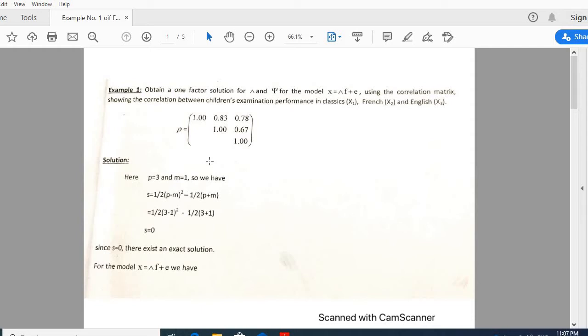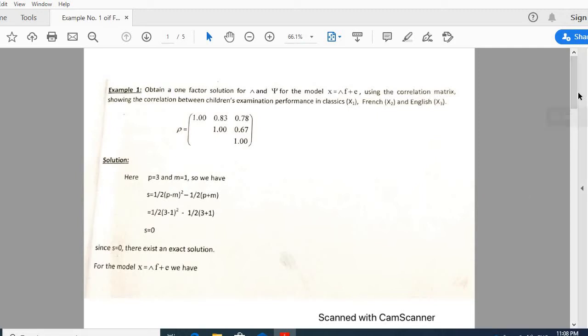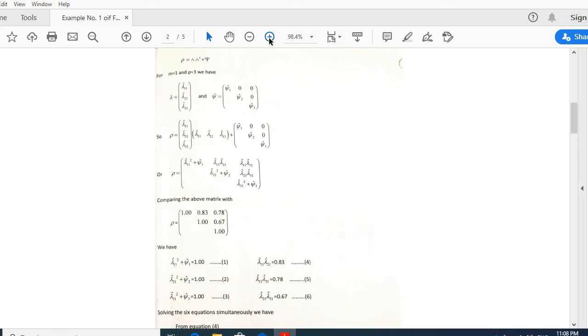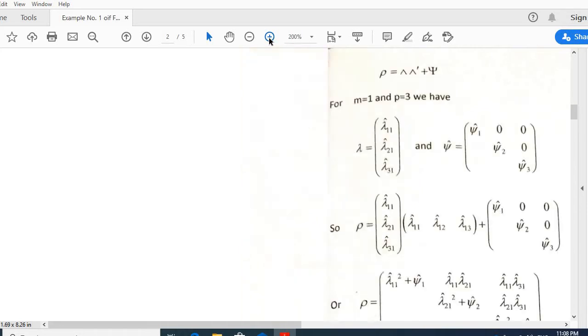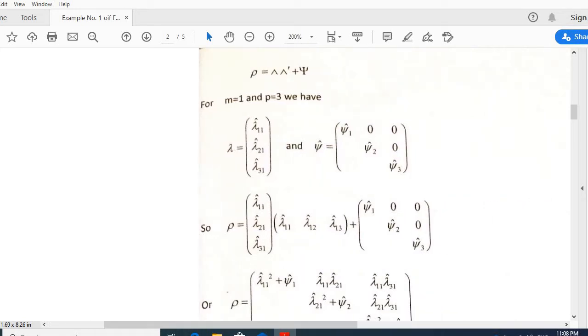When s is equal to 0, then there exists a unique solution. So there exists a solution for the model x is equal to capital lambda f plus e. Let me increase the size of this text. I think now it is easily readable.